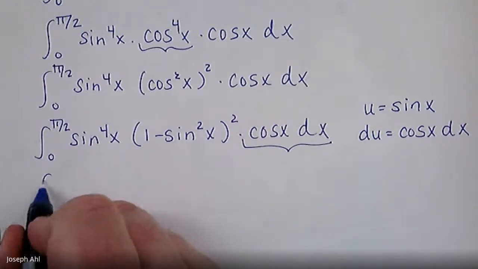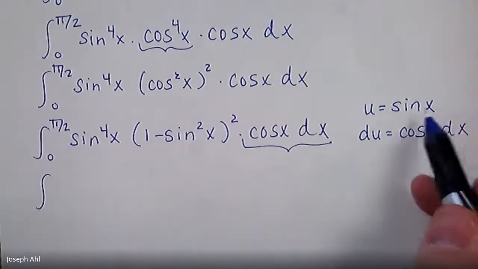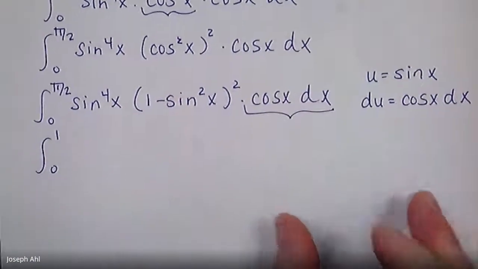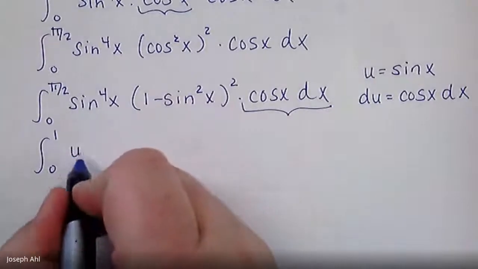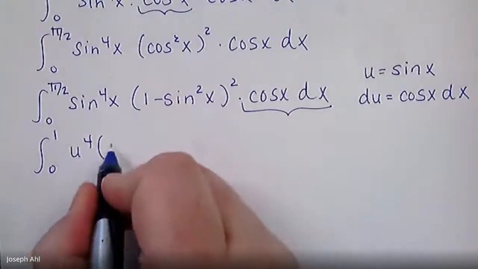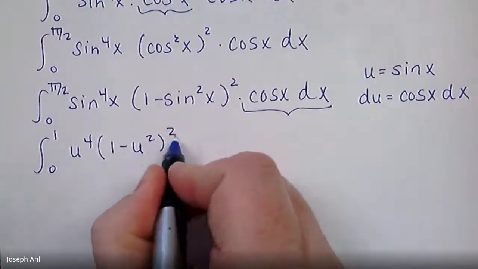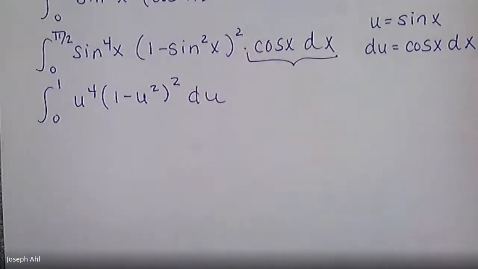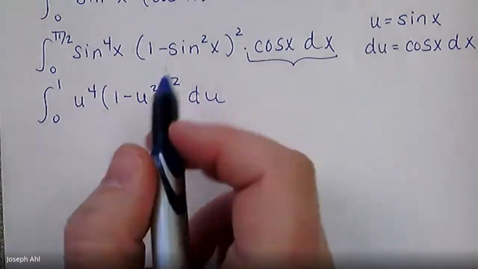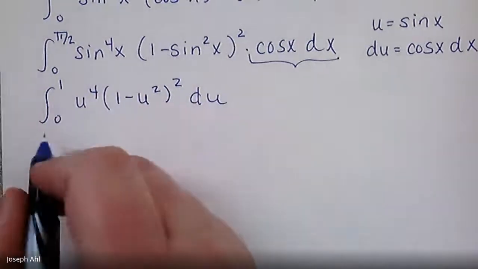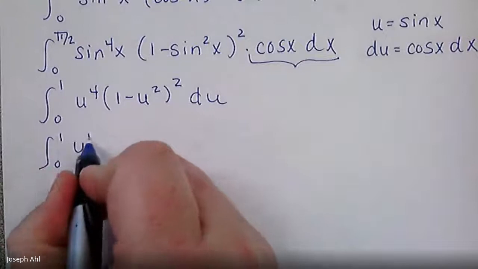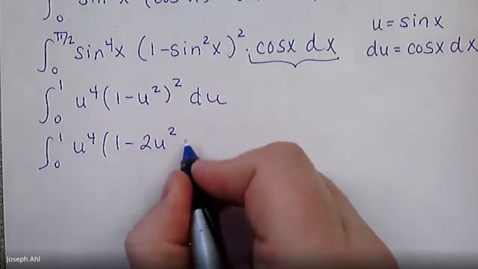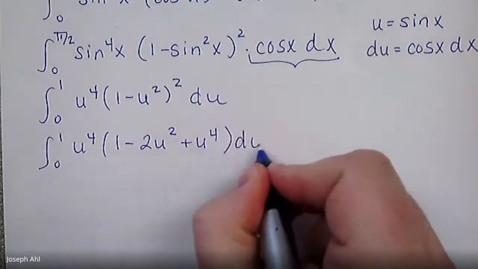Let's change the bounds with respect to u, because sine of 0 is 0, and sine of pi over 2 is 1. That makes life a little bit easier now that we're going to write u to the 4th times (1 minus u squared) squared, and then we have our du at the end. We've now simplified the algebra to be something where we square this and distribute the u to the 4th in. So it's u to the 4th times 1 minus 2u squared plus u to the 4th when you expand that binomial.